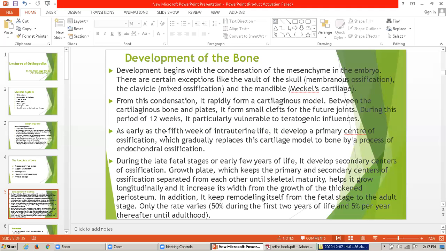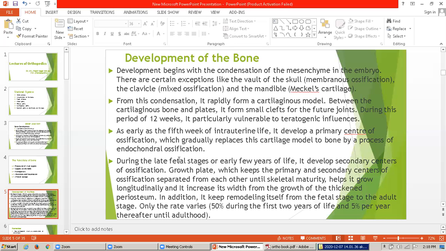Then, as early as the fifth week of intrauterine life, it develops a primary center of ossification. So, in the fifth week of intrauterine life, the embryo develops a primary center of ossification which gradually replaces this cartilage model with bone by a process of endochondral ossification. Firstly, in the fifth week, we can see the center of ossification on the ultrasound sonogram.